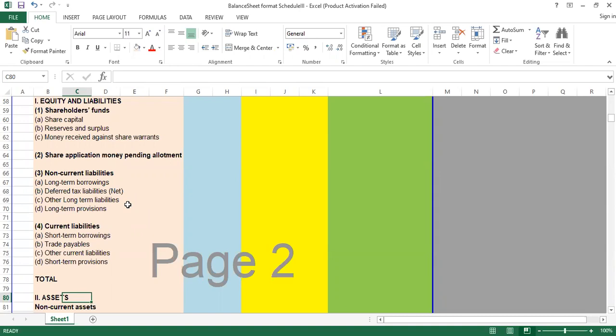Shareholders' funds: share capital, second is reserves and surplus, then we have money received against share warrants. What is a share warrant? Can anyone explain to me what a share warrant is? Any idea?